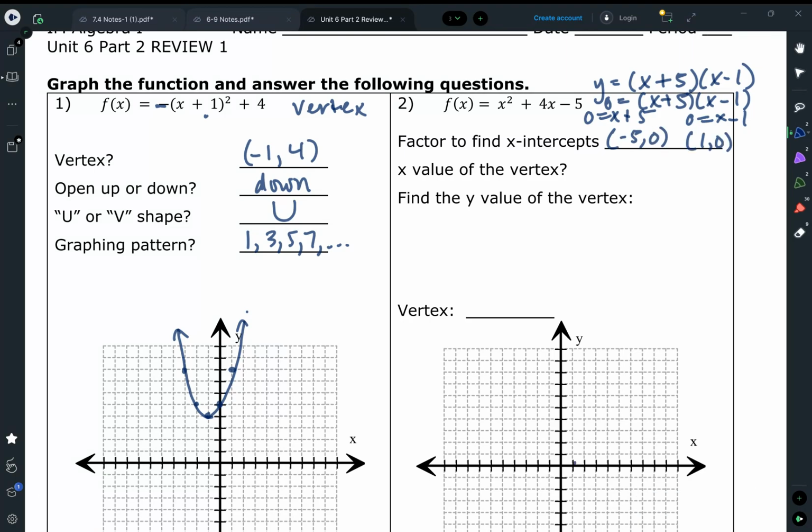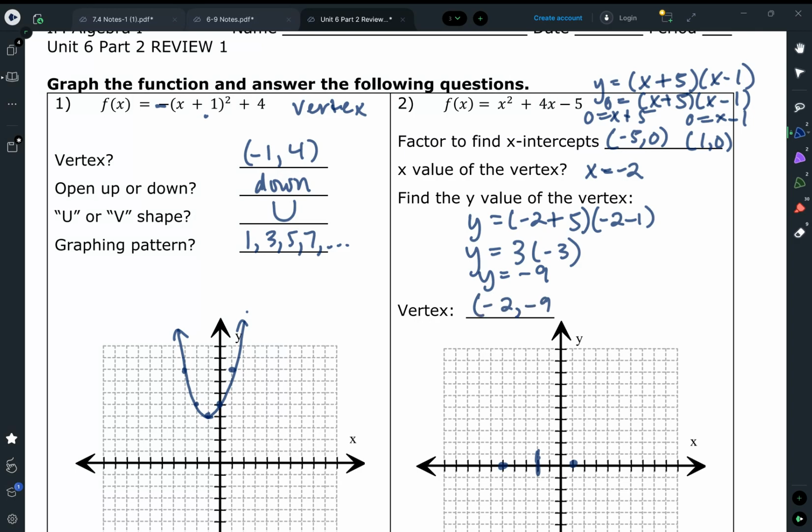I want to plot those. Now I know that my vertex is going to be halfway in between, along in there. It helps me to look at a line and not a dot. So my x value would be negative 2. To find the y value, I go back to my equation. I prefer to use factored form. I substitute negative 2 for my x and work it out. Negative 2 plus 5 is 3. Negative 2 times negative 1 is a negative 3. This means my y equals negative 9. So my vertex is negative 2, negative 9.